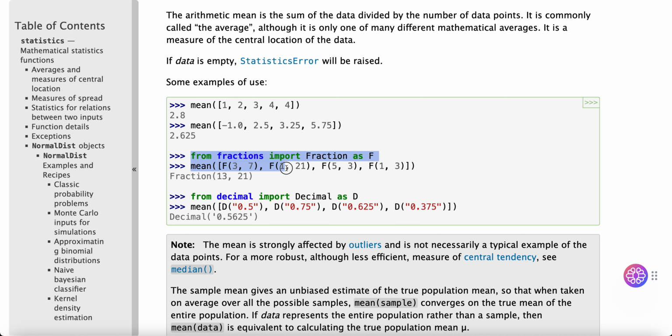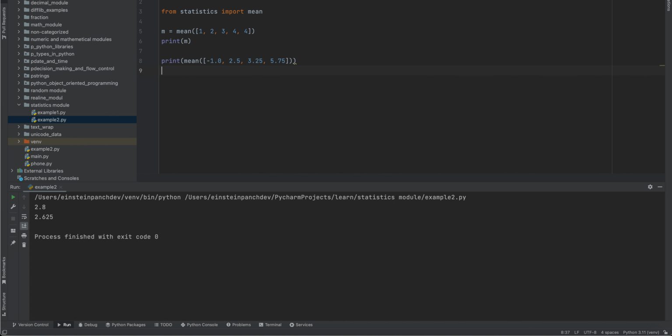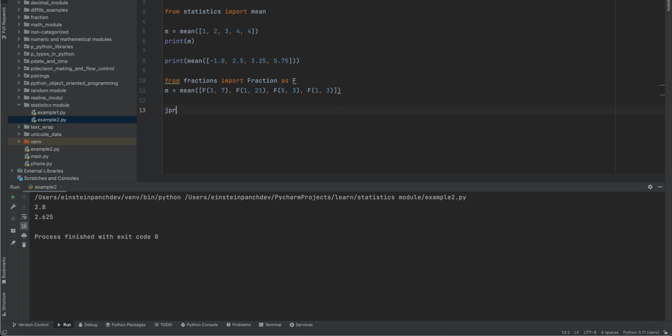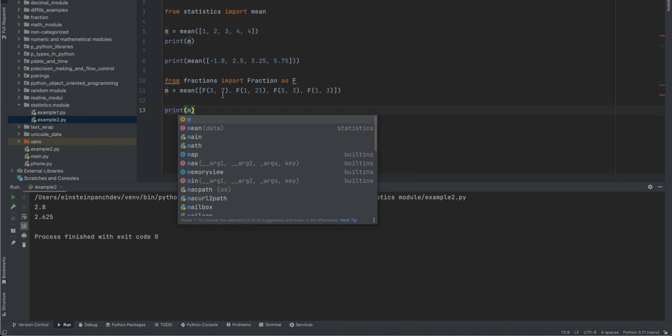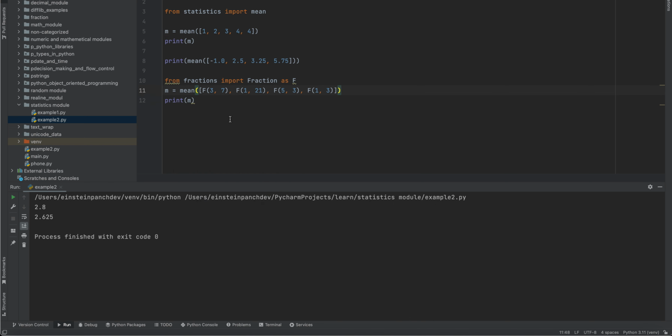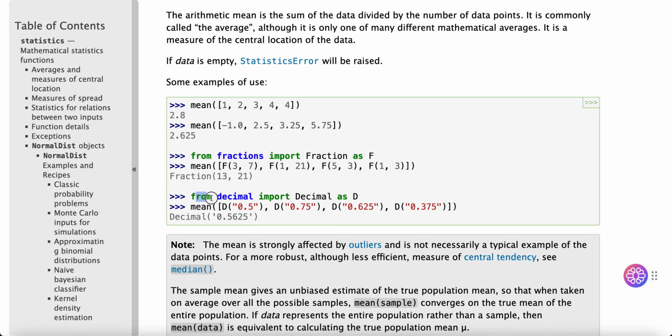From fractions import Fraction as F. Mean of F(3,7), F(1,2). Mean is equal to m, print m: 13/21. From decimal import Decimal as D, mean of D(0.5), D(0.75), this.